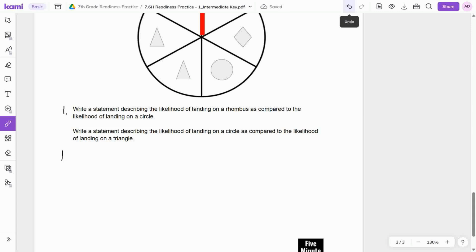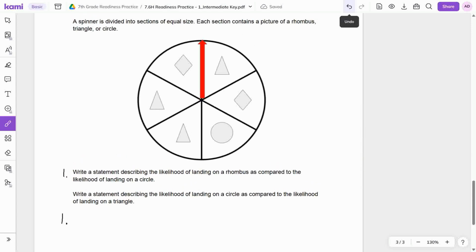All right, so I'm going to do this. What is the likelihood of landing on a rhombus as compared to landing on a circle? Well, how many rhombuses do I have? I have 2 rhombuses, so let's just go ahead and put that here. How many circles do I have? I've just got 1. 1 circle, and then we might as well finish it out. I've got 3 triangles. All right, so I've labeled it. 1, 2, 3.